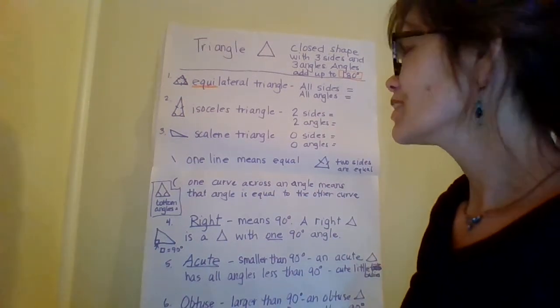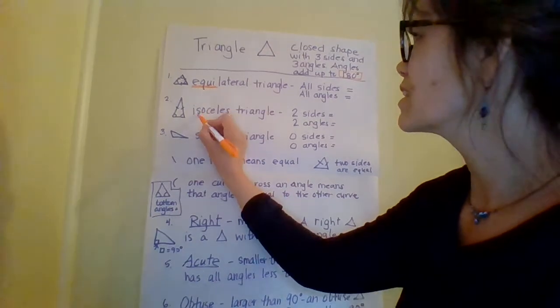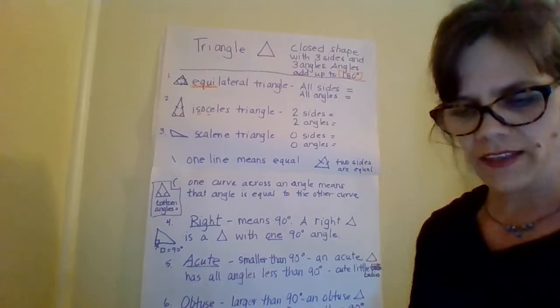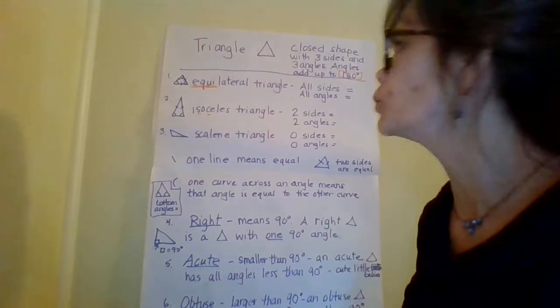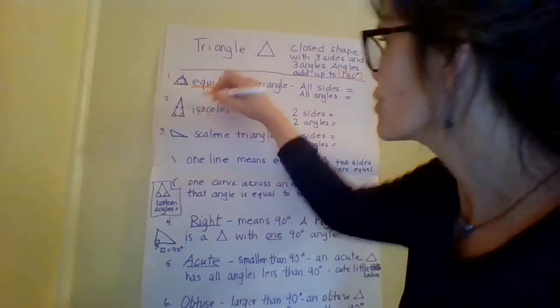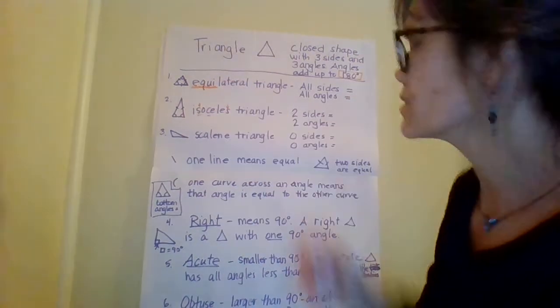And isosceles has an S that says the S sound and a C that says the C sound. So I think about that when I think about two. Or you could say there's two S's in isosceles. That's another way. Isosceles, isosceles.